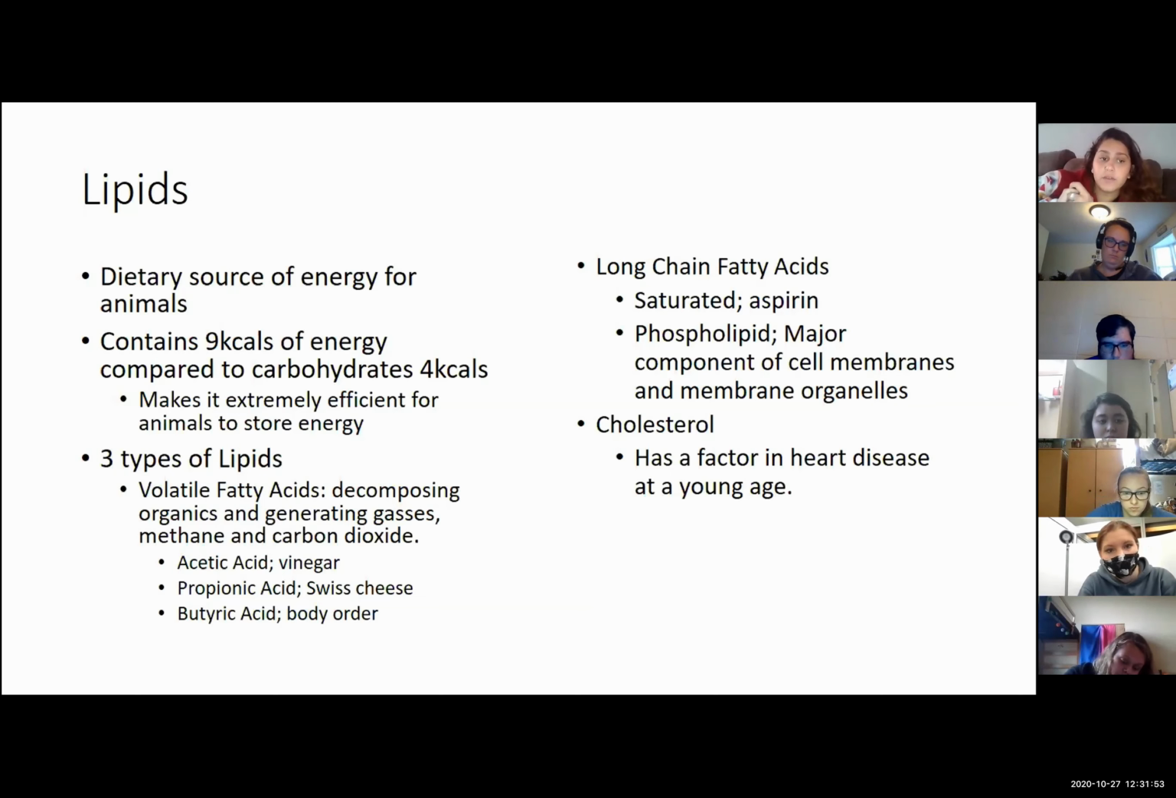Volatile fatty acids are decomposing organics and generating gases, methane and carbon dioxide. Some examples of these are vinegar, Swiss cheese, and body odor. The acids are acetic, propionic, and butyric. The long chain fatty acids are saturated in phospholipids, which is like aspirin. And for phospholipids, they are major components of cell membranes and membrane organelles. And then cholesterol, which we know a lot about because it's something that we have in our diet as well, but it can also be a factor in heart disease at a young age.